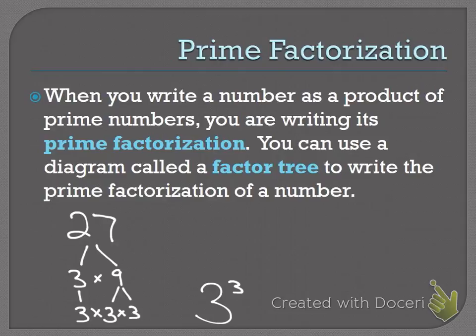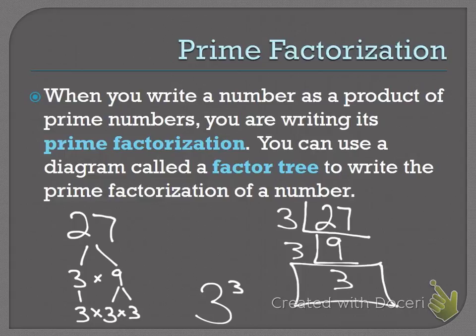So that's pretty easy. There's another way I can do it, though, and some of you may have learned this last year. It's called upside down division, and this is definitely the one that I prefer. Here's my rule: I must divide by a prime number. So divide by 3, 9, 3, and 3. As soon as I have a prime number on the bottom, I know that I've finished the prime factorization, and guess what? It's the same exact thing. But here's why I prefer upside down division.